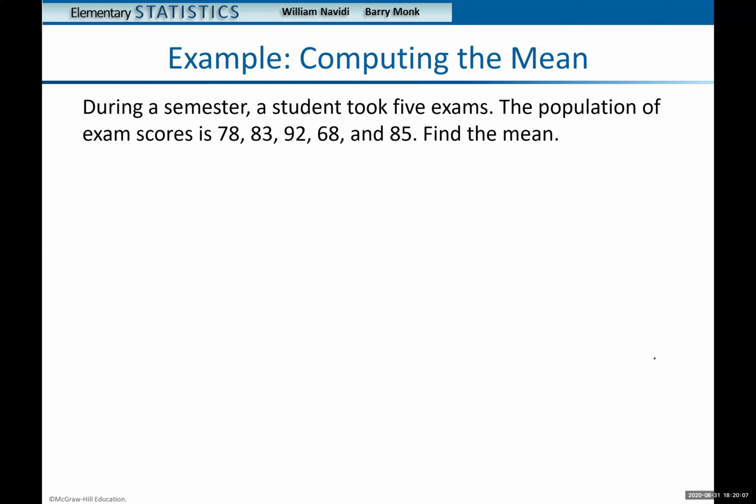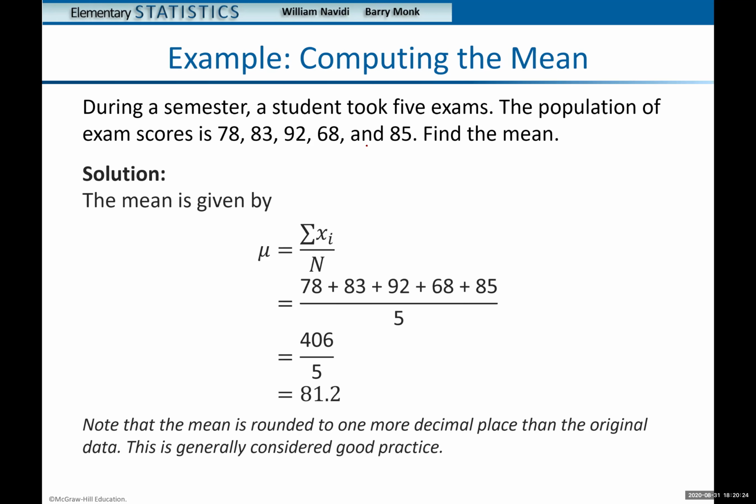So let's go back to the same example. Let's say during a semester, a student took 5 exams, and the population exam scores are 78, 83, 92, 68, and 85. To find the mean, you know the formula: summation of xi over n. You need to get the sum of all these 5 numbers, 78 plus 83 plus 92 plus 68 plus 85, divided by 5. Because you have 5 exam scores here, n is equal to 5. When you divide, 406 divided by 5 is 81.2.